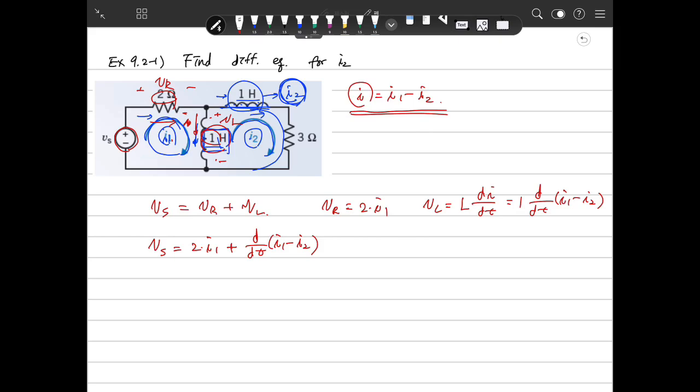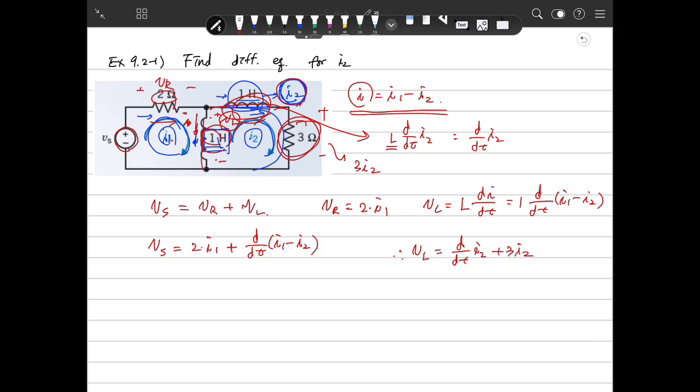Then what is the second thing? We need one more differential equation to get here. Then we know that VL is the derivative here. In another way, VL is the voltage between here and here. This current is I2, so L dI2/dt. Inductance is 1, so that will be dI2/dt. And the 3 ohms, so this voltage is 3I2. Therefore, VL will be the same as dI2/dt plus 3I2.